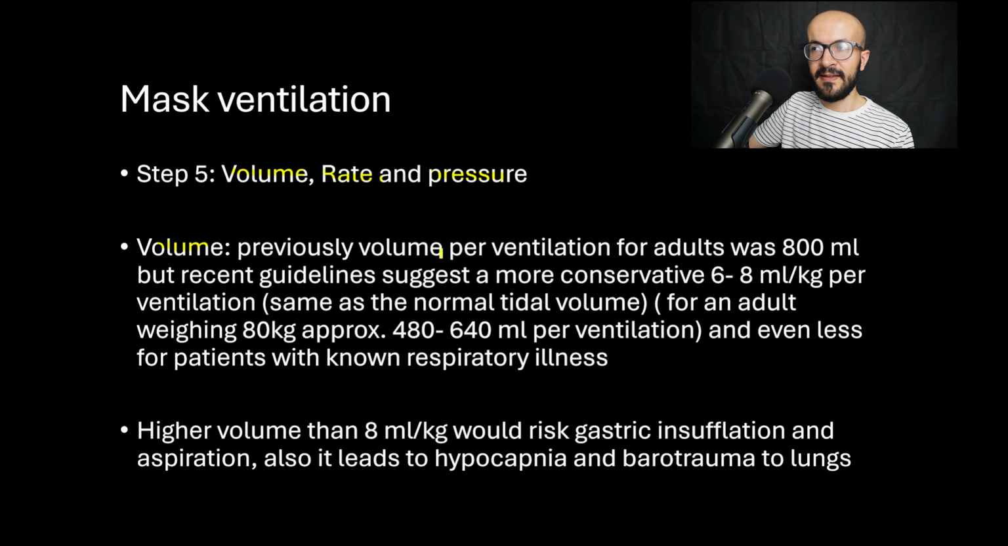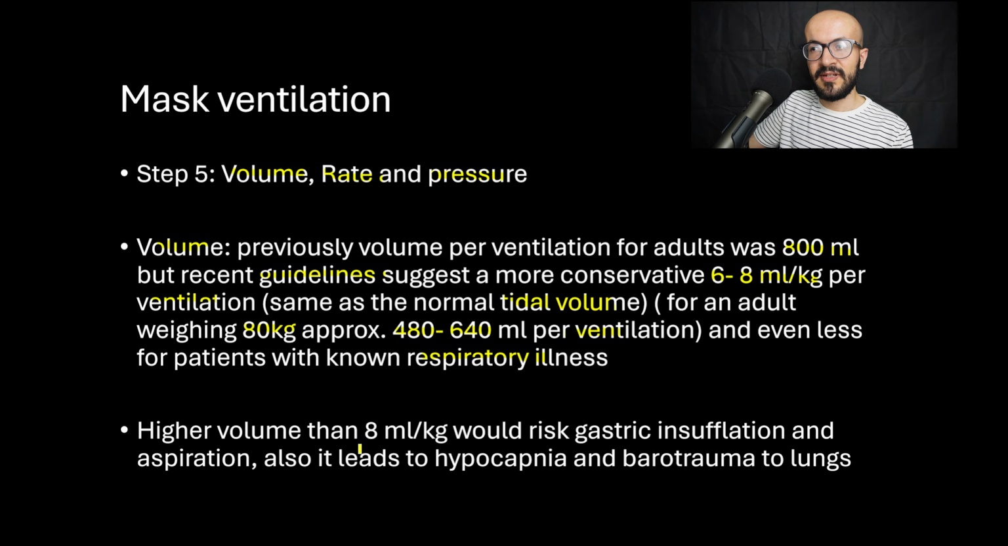So previously, the volume per ventilation for adults was 800 milliliters, but recent guidelines suggest a more conservative 6 to 8 milliliters per kilogram per ventilation. And this is the same as the normal tidal volume, which is for an adult weighing 80 kilograms, approximately 480 to 640 milliliters per ventilation. And this number is even less for patients with non-respiratory illness.